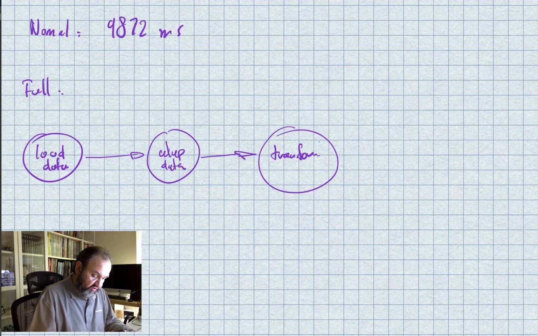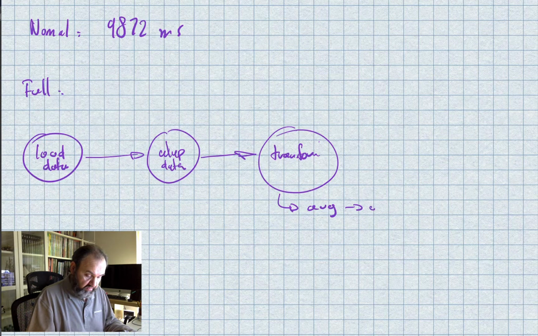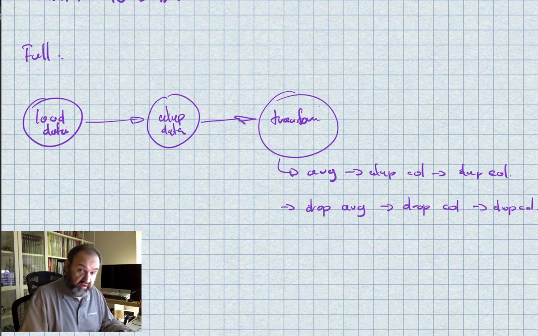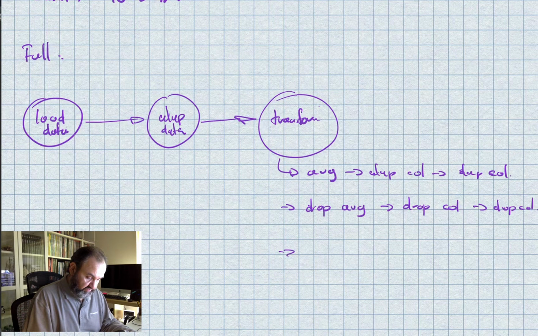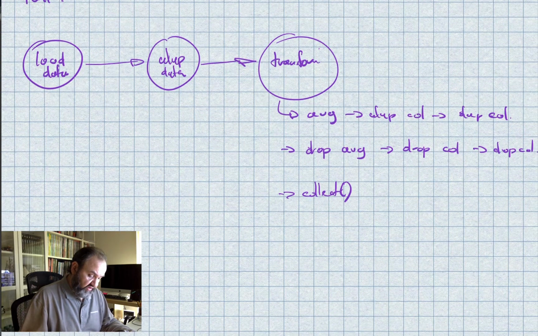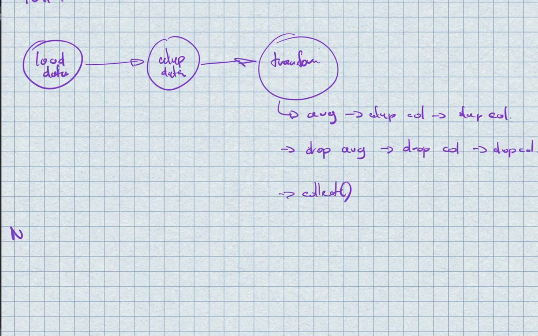If I look at the transformation in detail here, what I'm doing first is an average. Then I'm doing a duplicate column, then another duplicate column. Then I'm dropping the average, and then I'm dropping a column I created, and I'm dropping another column. Okay, and then I'm just collecting the result. So collect. That's the full process.